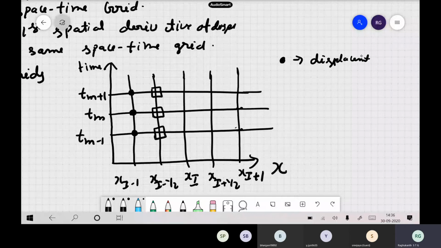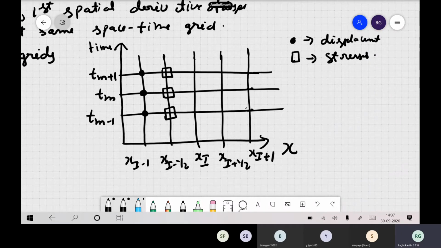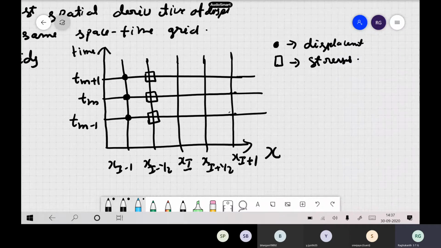So displacements are defined at one grid, whereas stresses are defined at some other grid. If you see this figure, displacements are defined at xi minus 1 and time tm minus 1, tm and tm plus 1. Stresses are not defined at xi minus 1; they are defined at xi minus half and of course these times. So displacements are defined at some grid points, whereas stresses are defined at other grid points. This is what we call the staggered grid.